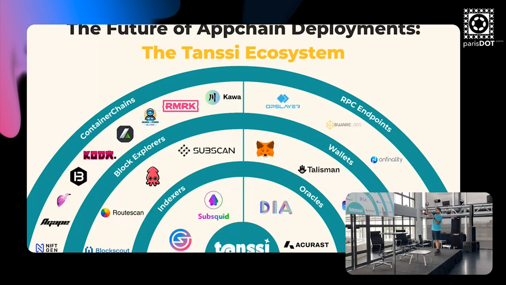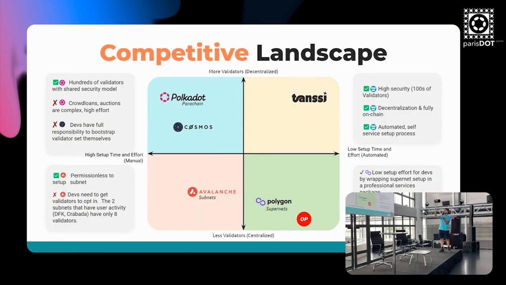We've talked with multiple block explorers, RPC endpoints, oracles, indexers, and so on, so that they can provide their solution out of the box, like we've mentioned before. And this is really important, right? Because there are other app chain environments out there, and the idea is to understand the limitations of each.